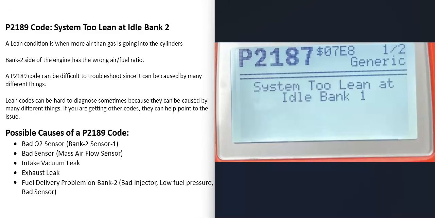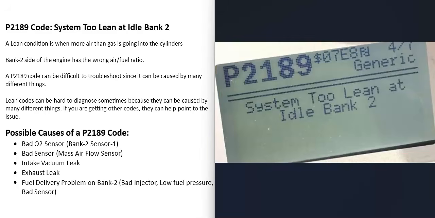If both banks on the engine are running lean, then that's going to point to something that would affect the whole engine. So that would be like a bad sensor or some kind of fuel delivery issue going to the whole engine. But if you're just getting codes on bank 2 and no bank 1 codes, then that's going to point to something that's just affecting bank 2. For example, like a bad fuel injector or something like that. So be sure to keep that in mind because depending on what code you have, that can help you pinpoint what the problem is.